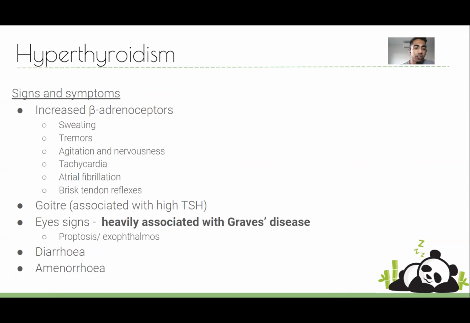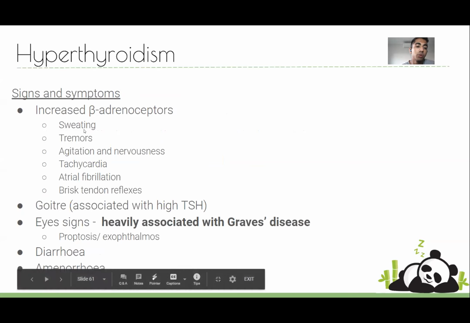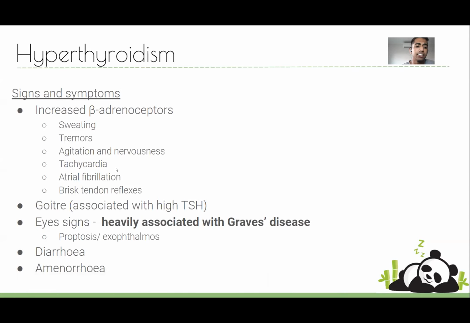We've got increased sympathetic response. So we've got our sweating, tremors, tachycardia. Because we've got long-standing tachycardia, there's an increased risk of atrial fibrillation. So the heart goes into this fibrillating mode where it's beating too fast, it's not contracting properly, and it's out of sync. It's very irregular. And our brisk tendon reflex, because we've got that increased synaptic transmission at our neuromuscular junctions.